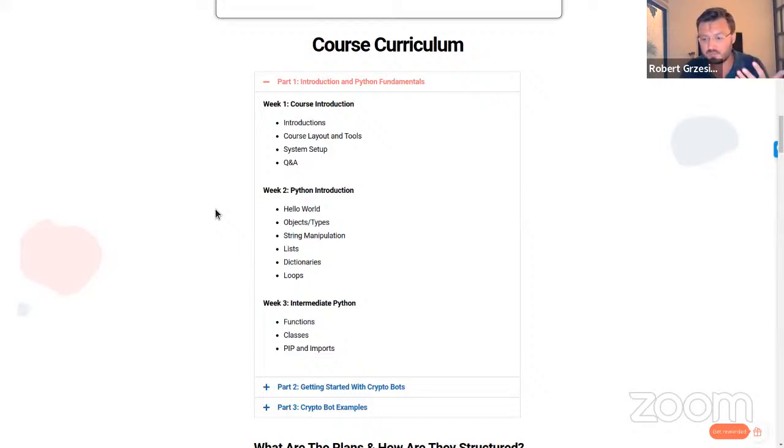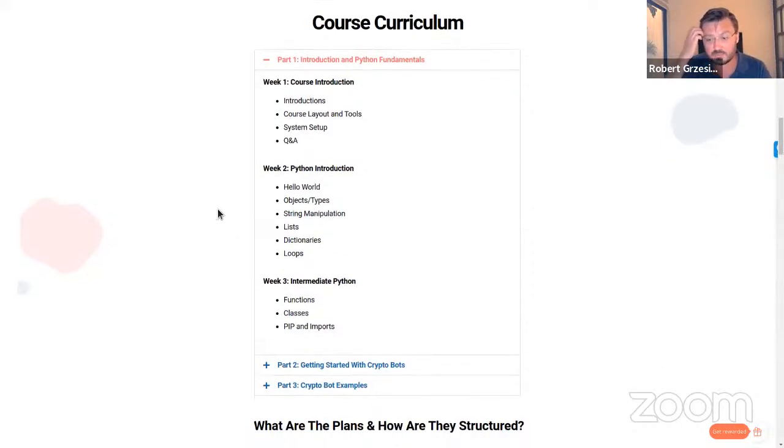But the course, the way that we've structured it, is really 3 parts. We want to get you as quickly as possible having your own algorithm, even if you don't know how to code. The first part is going to get your Python fundamentals down. Week 1 is course introduction. You're going to get to know other people in the class. We're going to get your computer set up, make sure that you have everything up and running so that you can get started with things.